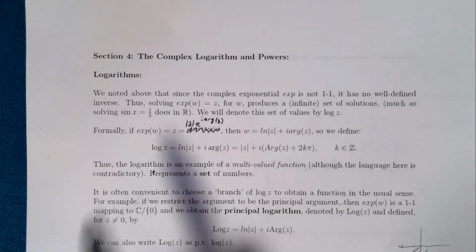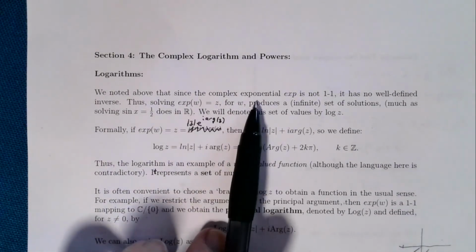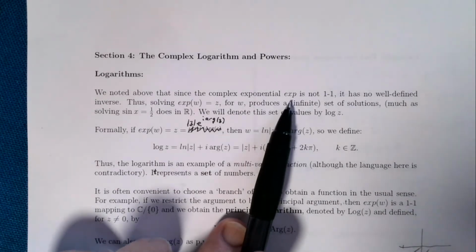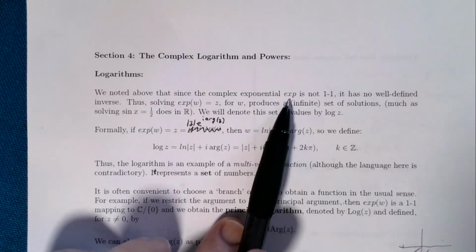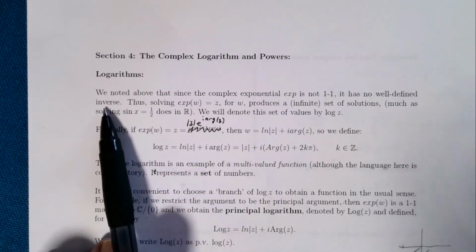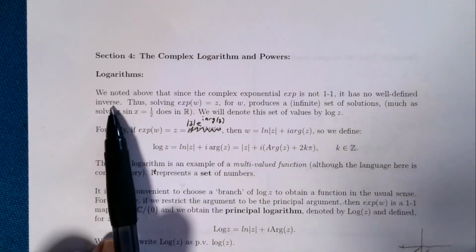So we noted above that the complex exponential, which one can write as exp, is not a one-to-one function. Indeed, it was periodic of period 2πi. And for that reason, it has no well-defined inverse. So we're in a similar situation as you were with the sine and cosine functions back in the real world, where because they were periodic, they're not one-to-one, they do not have well-defined inverses.